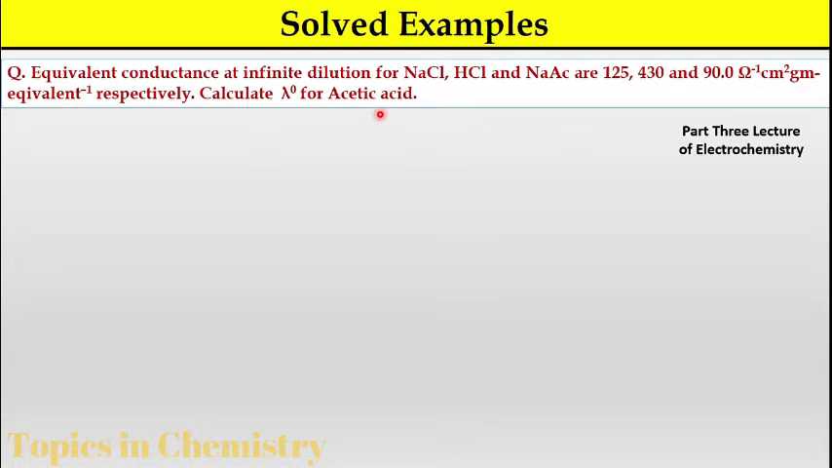In that lecture I explained how to calculate the lambda 0 of a weak electrolyte, and that can be calculated by Kohlrausch's law. So here according to Kohlrausch's law, lambda 0 is equal to nu plus lambda plus plus nu minus lambda minus. Lambda 0 means the equivalent conductance of any electrolyte at infinite dilution. Nu plus is the number of cations. Lambda plus means the equivalent conductance of the cation. Nu minus is the number of anions. Lambda minus is the equivalent conductance of the anions.